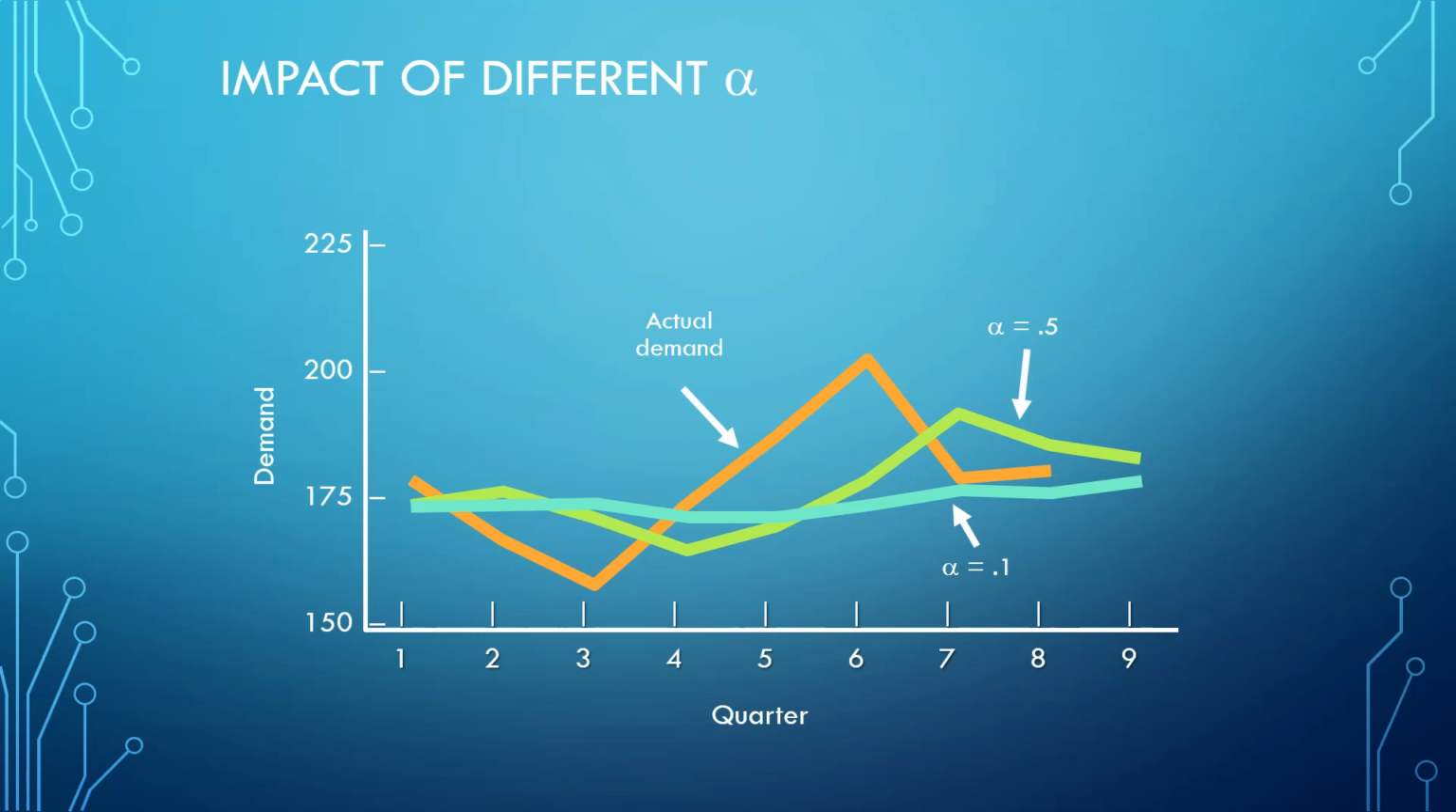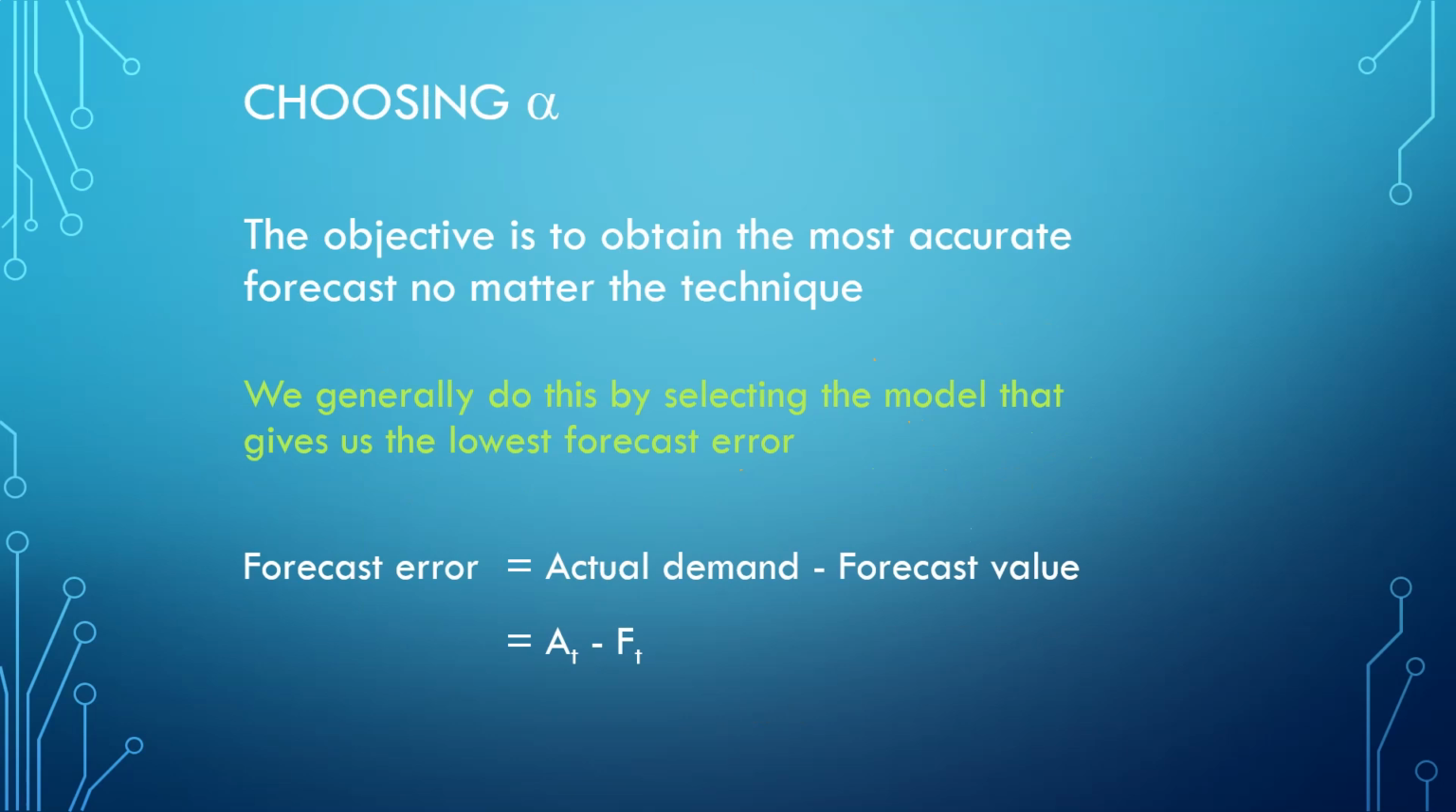Giving less weight to the older values by increasing alpha will get the forecasted values closer to the actual, as shown in the graph. The objective of using this method and choosing alpha is to obtain the most accurate forecast. We can actually select any method that will provide the lowest forecast error. The forecast error is equal to actual demand minus forecasted value, or A t minus F t. In this approach, alpha will be chosen to reduce the variability between the actual and the forecasted values.